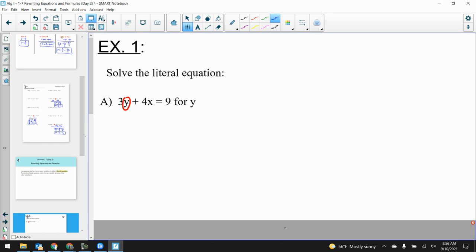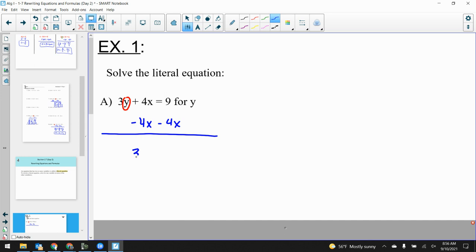Okay, what do you think my first step should be? Noah? To divide by 3. Nope, I don't want to divide by 3. Solomon? Subtract 4x. Good. Remember, reverse order of operations, so do your addition and subtraction first. Subtract 4x first.